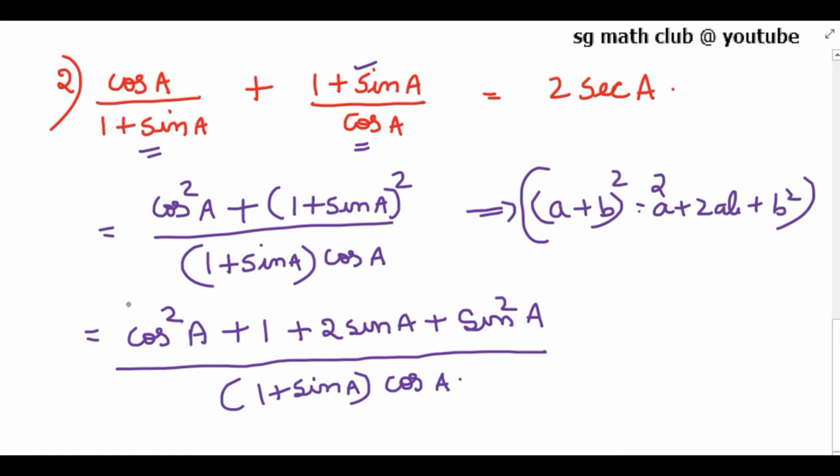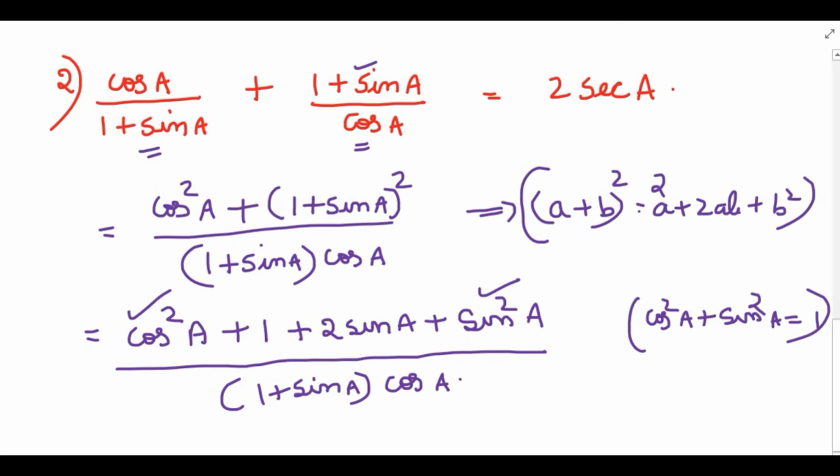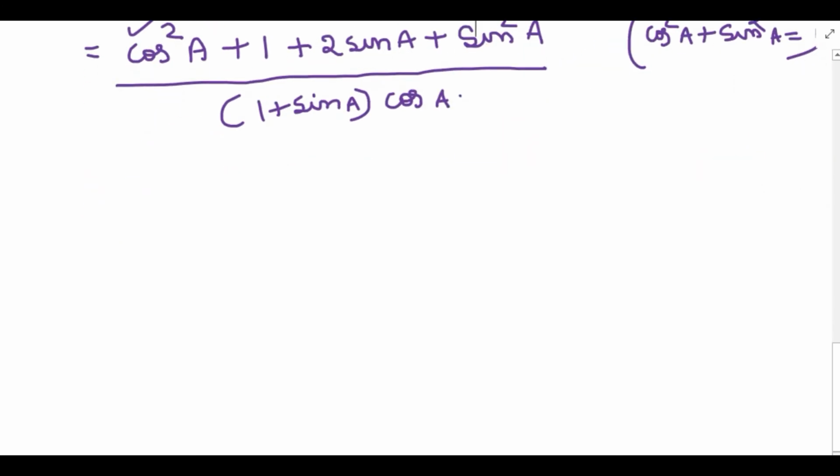Now we will simplify this. We know the identity. Again we are going to use the identity cos square A plus sin square A equal to 1. That identity we are going to use here. Cos square A plus sin square A equal to 1. So when you rewrite that, we will get cos square A plus sin square A equal to 1 plus 1.